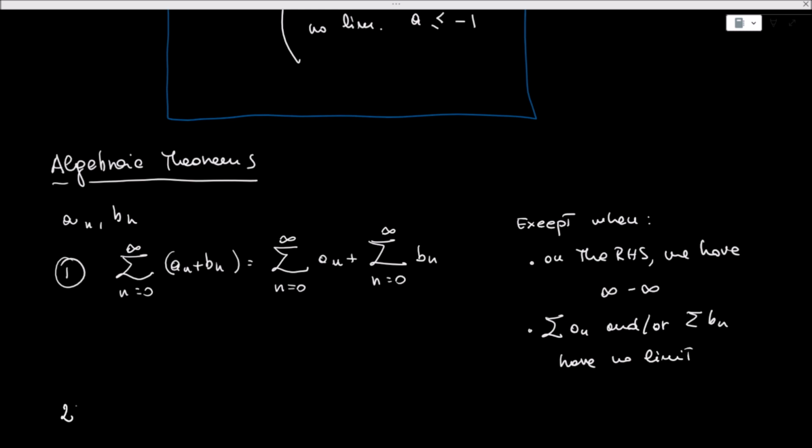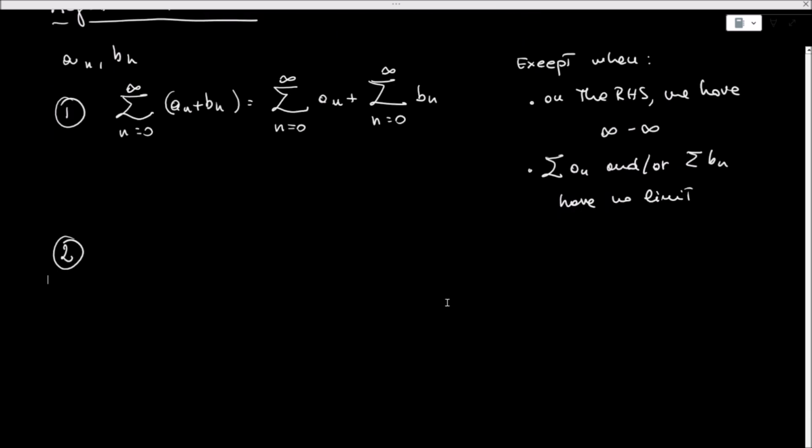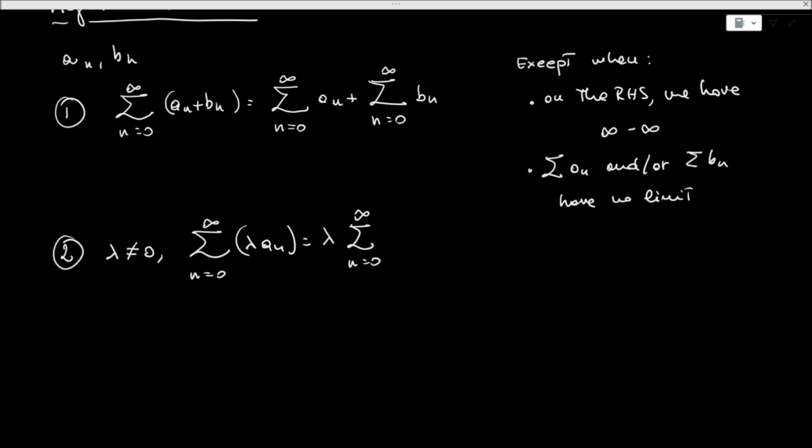The second algebraic property is exploring what happens when we multiply a series by constants. So let's say that lambda is a real number different from 0. Then we can say the sum as n goes from 0 to infinity of lambda an is simply equal to lambda times the sum as n goes from 0 to infinity of an. So we can basically factor out lambda from the series itself.